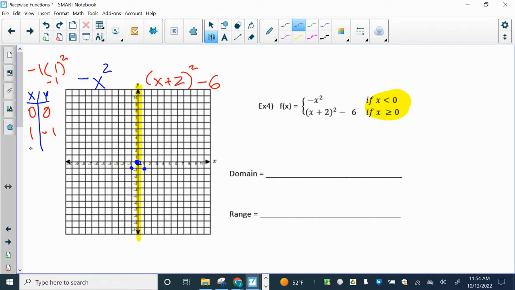And we could do some more points. Maybe we put in 2. Then we'd have negative 1 times 2 squared. Well, that's negative 1 times 4. So that's negative 4. Okay. So (2, -4). 1, 2, 3, 4. And we could mirror that point over. Okay. We could do one more if we wanted. If we put in 3, we're going to get negative 9. Okay, so over 3, down 9, (3, -9). Down here, can mirror that point over.